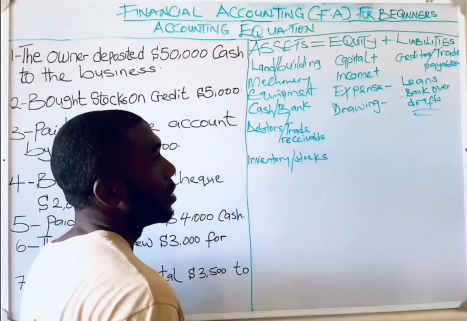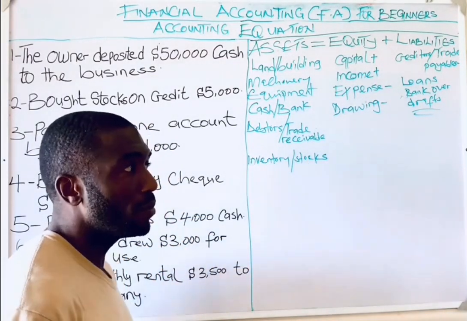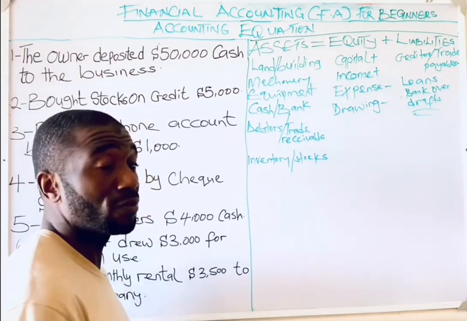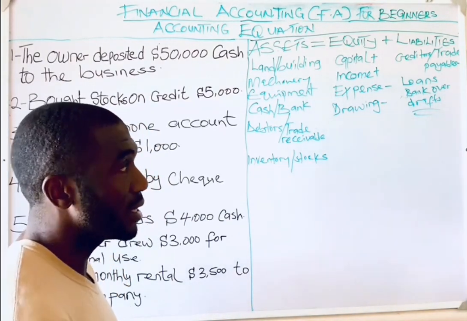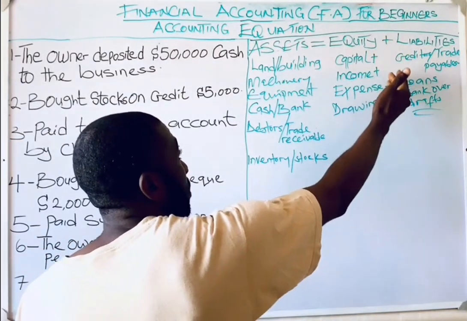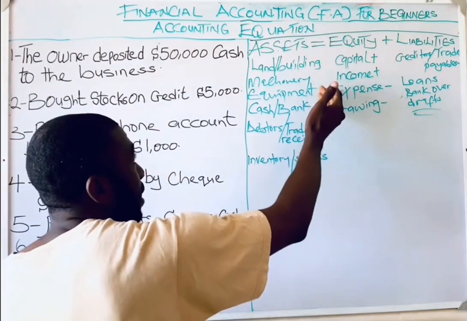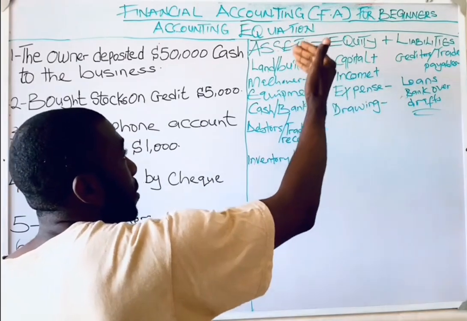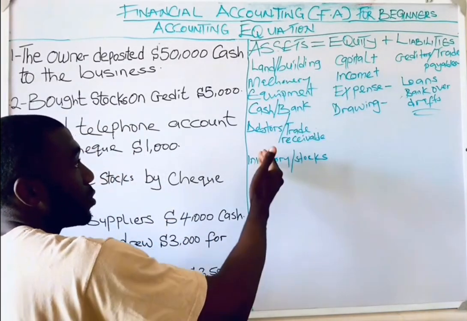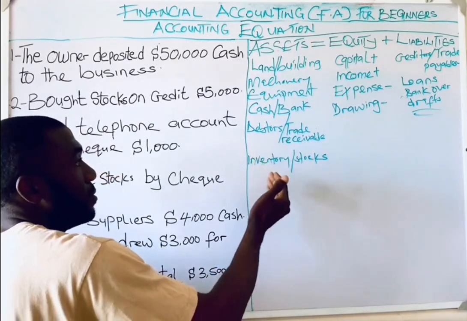And income, anything that comes in as a result of income, like payment for rent, the house that you give out in form of rent, they pay you rent, is an income. So these are items under equity. And here we have land and building, machinery, equipment, cash or bank, debtors, trade receivable, inventory or stocks.